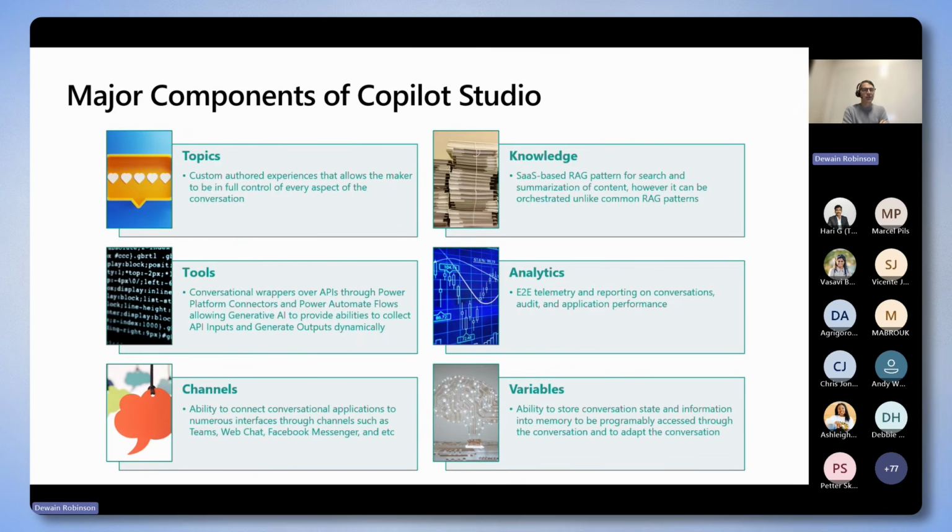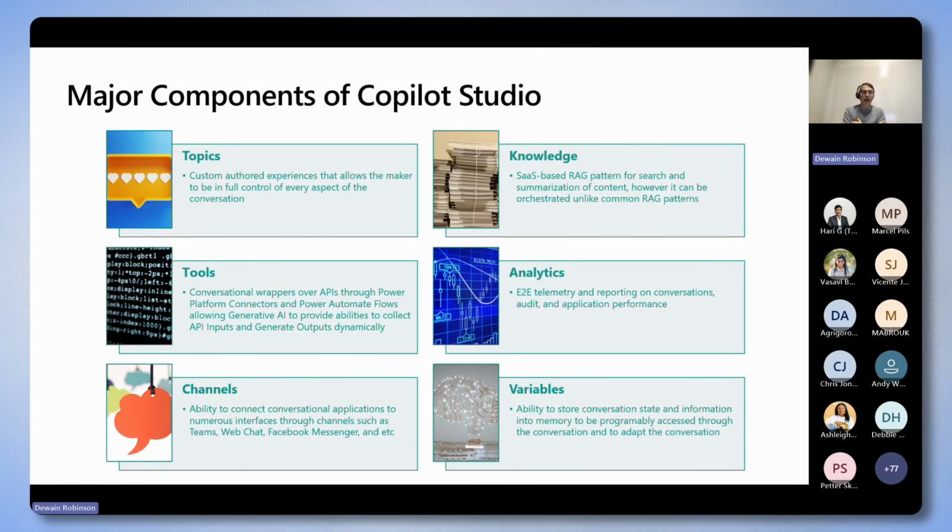Now, the other is knowledge. So let's talk about knowledge. Knowledge is going to be your SaaS-based RAG pattern. It's going to give you the ability to say, here are different pieces of information that I want to be able to ask questions about.